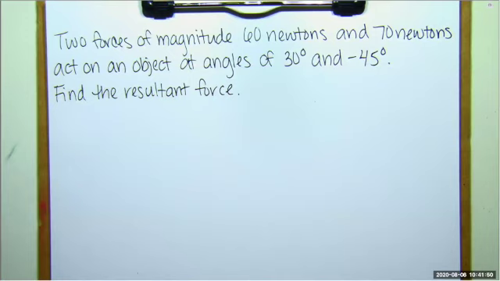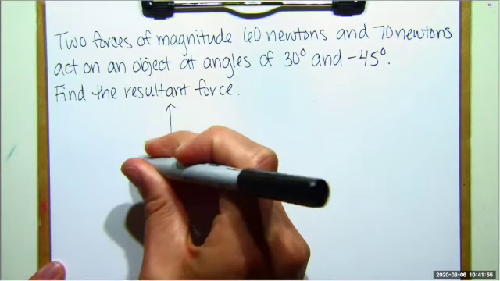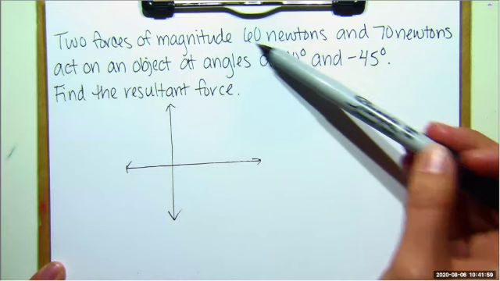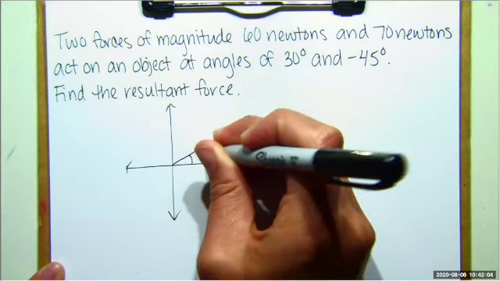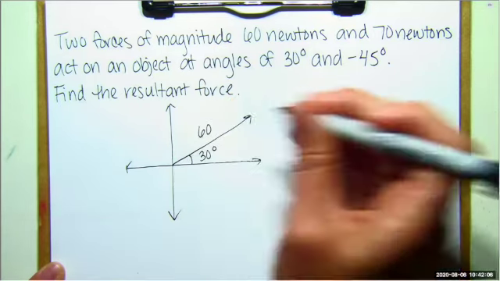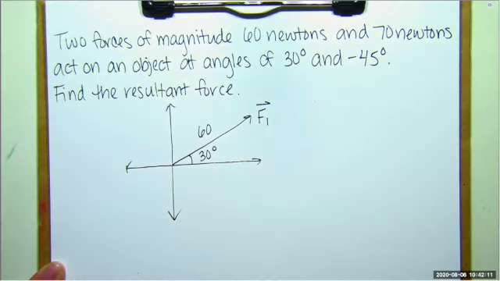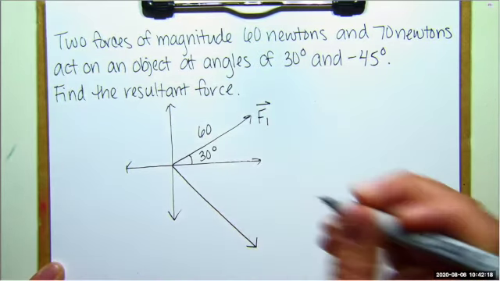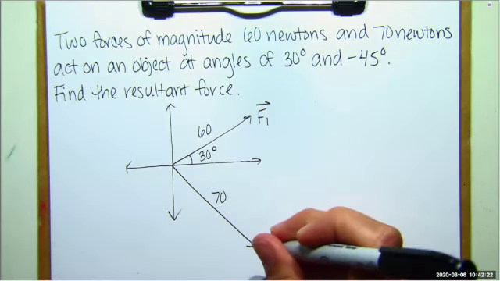Okay, so let's draw a picture and figure this out. We have the first force that has magnitude of 60 and is at an angle of 30 degrees. So here's 30 degrees, and this one has magnitude of 60, and I'm going to call this force 1. Our next force acts at a negative 45 degree angle and has length 70, so I'll make that a little bit longer, and I'm going to call this force 2.